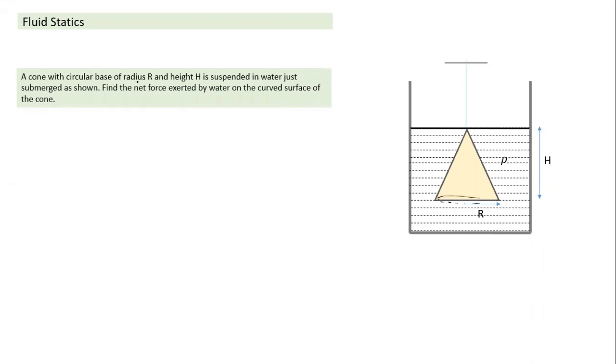So a cone with a circular base of radius r and height h is suspended in water, just submerged. So the top point is here, it is submerged. Find the net force exerted by the water on the curved surface of the cone. Here, on all sides the force will act because of pressure. As the depth keeps increasing, pressure will keep increasing, but the force will be perpendicular to the surface of the cone. Since the slant surface is inclined, the force also will be inclined, and we can easily understand that the horizontal components will cancel out, but the net force will be in the vertical direction.